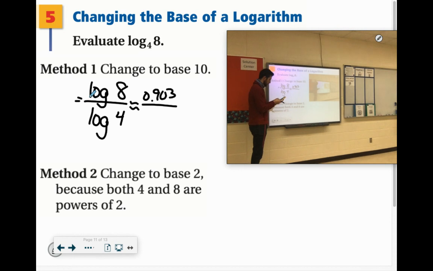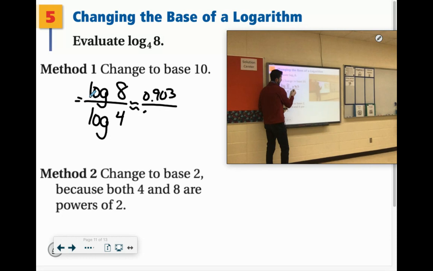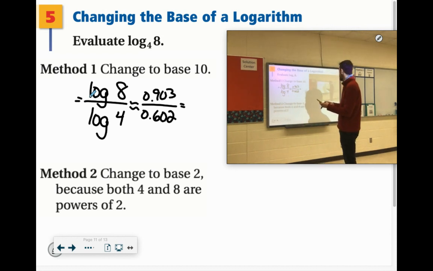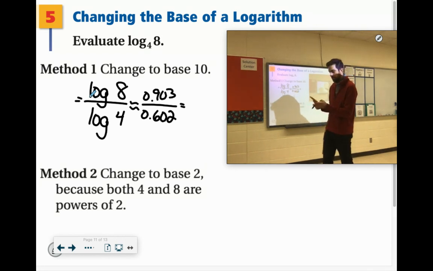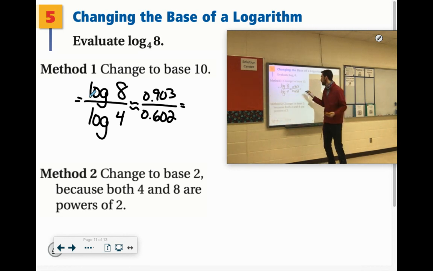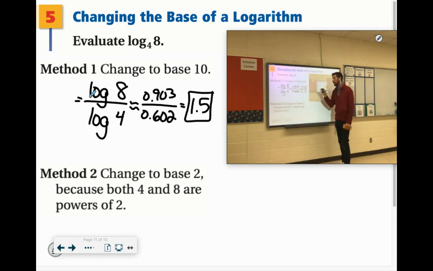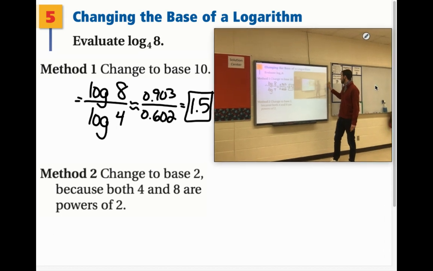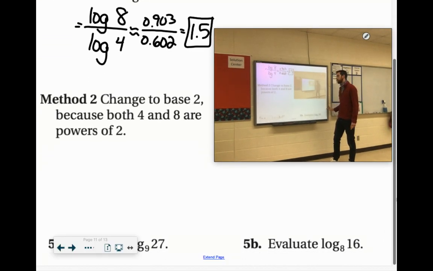If I did the same thing with log 4, I get 0.602, and the decimals go on for a long time. Now, if I divide those, 0.903 divided by 0.602, I get approximately 1.5. And that's the answer, by the way. I'm going to show you how you can change the base, though, to a common base and also get 1.5. And this is the way I like better. This just shows how smart you are.